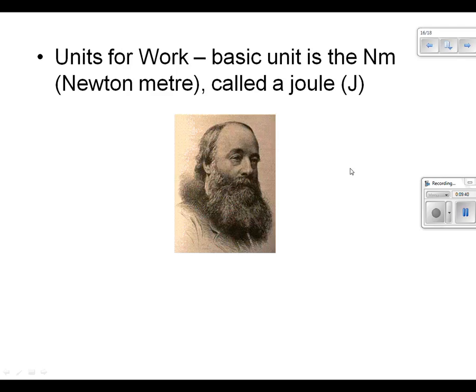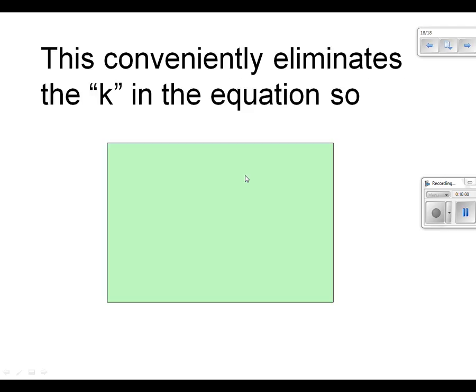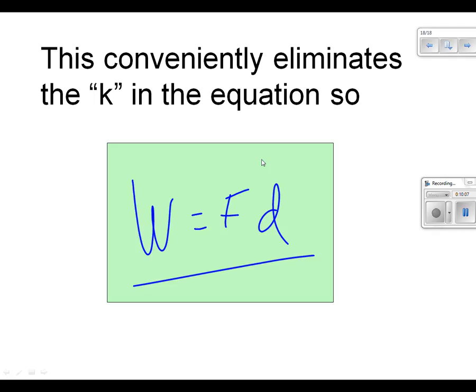That is named after, was it Robert or James? Can't remember. Mr. Joule. Got a good beard. He was the original hipster. And 1 joule is the amount of work done when a force of 1 Newton acts through a distance of 1 meter. So we set the K value to 1. And we get work equals FD, which is what I showed you yesterday. It's actually right here. Sorry, I should have got that figured out.